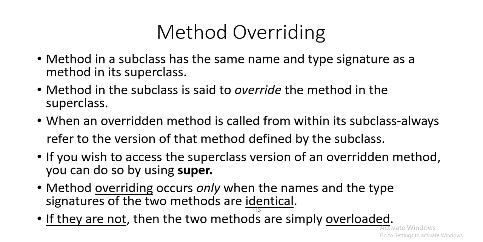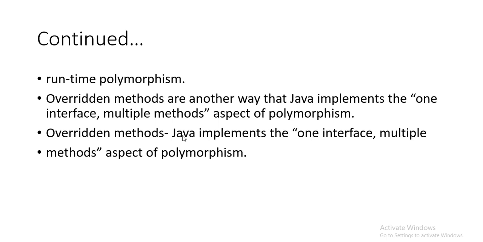Overriding is only when both the names and parameter lists are the same, but overloading is the same name with different parameters. That is the difference between overriding and overloading. Now, what is runtime polymorphism here?